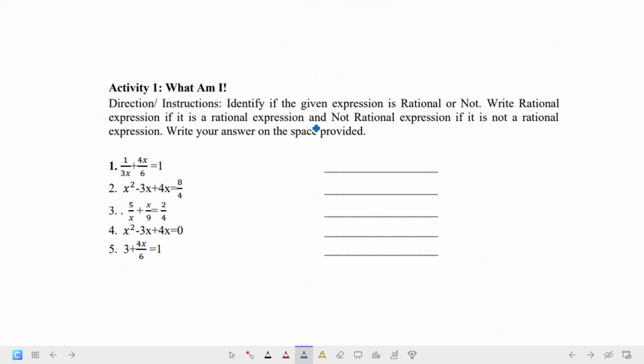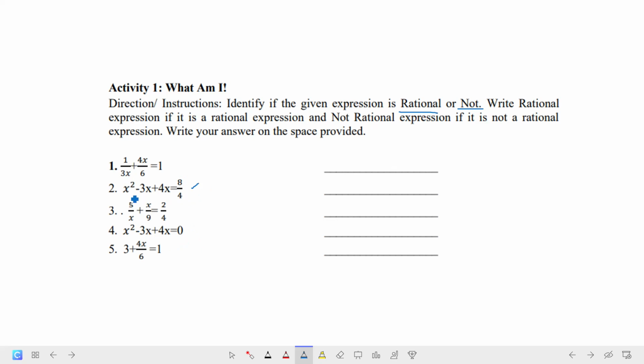Activity 1. Dali-dali ng activity nito. Identify lang kung ito ay rational or not. Okay, anong palatandaan nyo kung rational? Yung mga variable x, kung nasa baba siya or mayroon siyang fraction, it is rational. Okay? So, yan. This is rational, rational. Ito, not rational. How about number 2?